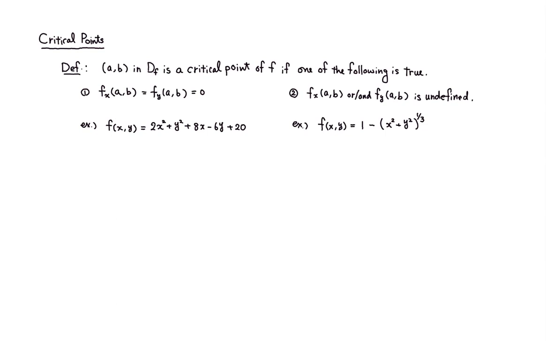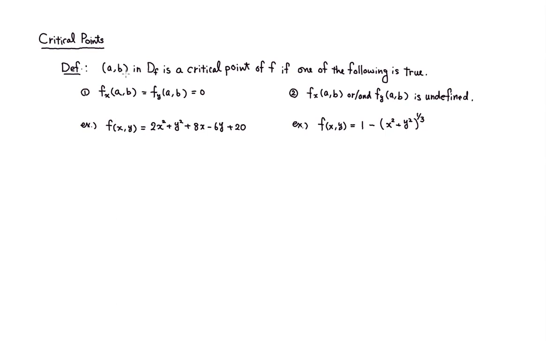All right, so we want to be able to define critical points for a function of two variables. So here's the definition. It's actually quite similar to the function of one variable. A point (a, b) in the domain of the function f is called a critical point of f if one of the following is true.